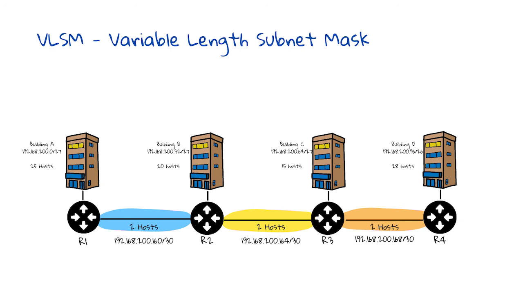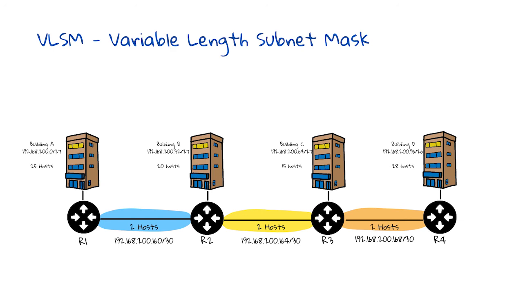Building B needs 20 hosts. So we're going to use a /27, which will give us 30 hosts, and our network address is going to be 192.168.200.32/27. Building C needs 15 hosts, and we're also going to use a /27 because the /28 will be too little. So our network address is going to be 192.168.200.64/27. So you will notice that now our networks are increasing in blocks of 32.